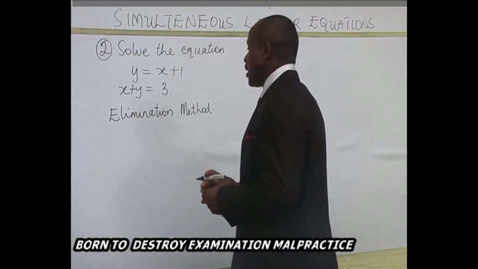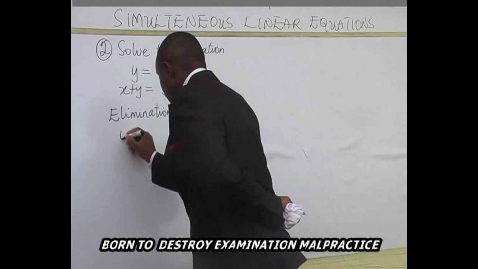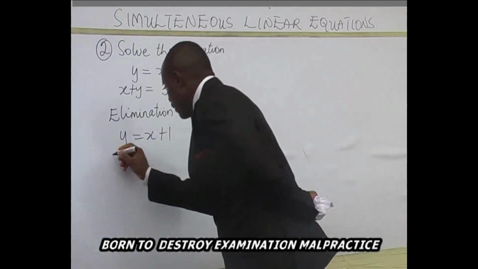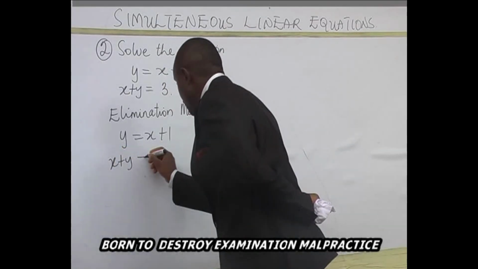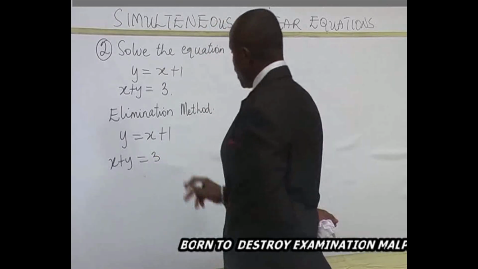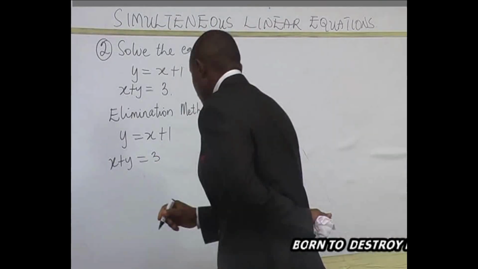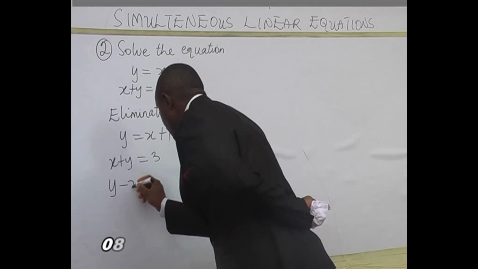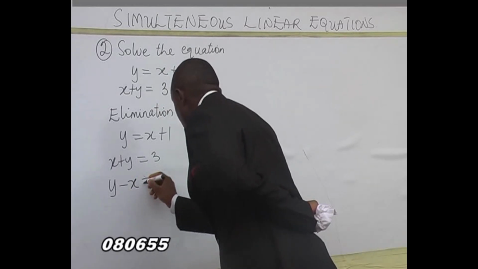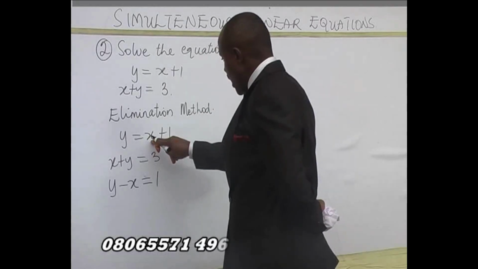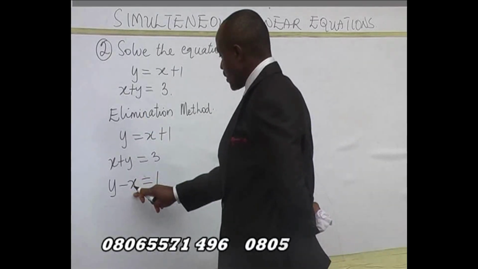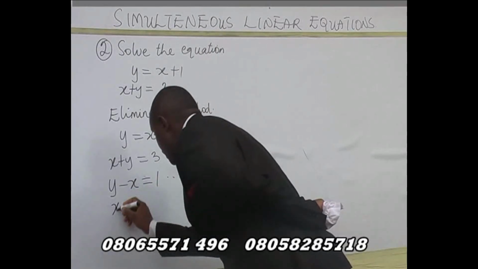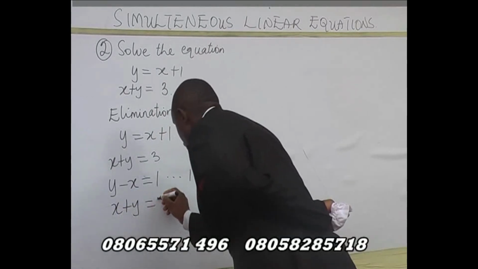Elimination method. Bring the equation y is equal to x plus 1, then x plus y is equal to 3. Rearrange the first equation. The first equation will become y minus x is equal to 1, because plus x coming to the left hand side, we change to minus x. This will give equation 1. Equation 2 will be x plus y is equal to 3.